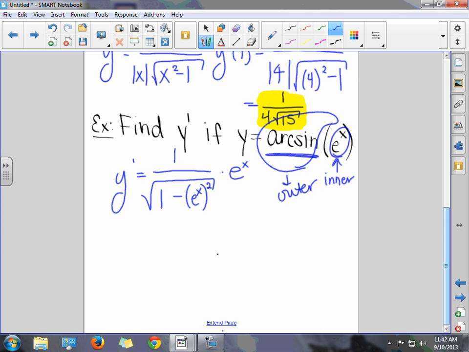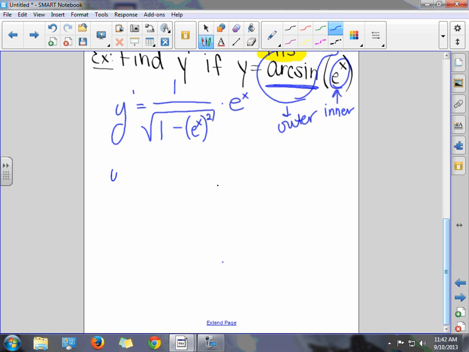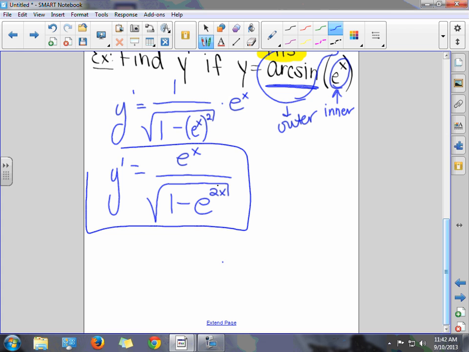So now I'm going to clean things up just a little bit. y prime is equal to e to the x all over the square root of 1 minus e to the 2x. And that looks good to me. So once again, more practice. Memorize the derivatives of your inverse trig functions.